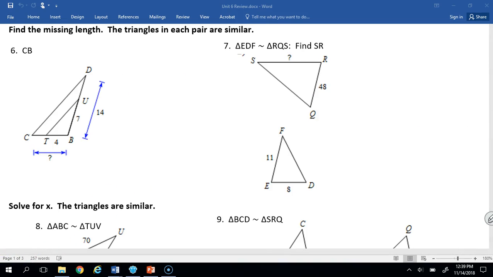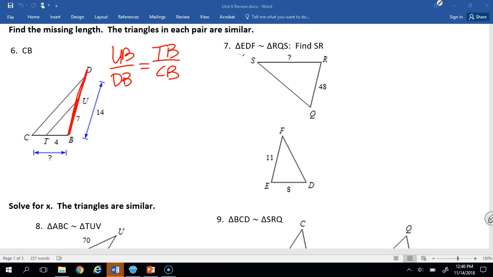So for number 6, we're going to look at these parts. We're going to say UB over DB. So that's little over big. Let me write that again. UB over DB is equal to little over big again. So that's going to be TB over CB.